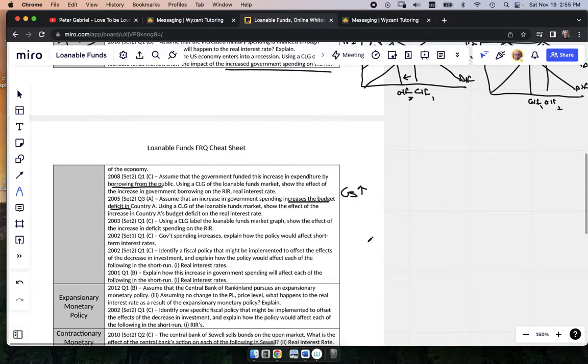And we're back to our graph. Show the effect of an increase in deficit spending. They don't have to say budget deficits. They can just say deficit spending. No, that means government spending going up. Government spending, explain how the policy would affect short-term interest rates. Done. Identify a fiscal policy that might be implemented to offset the effects of a decrease in investment.